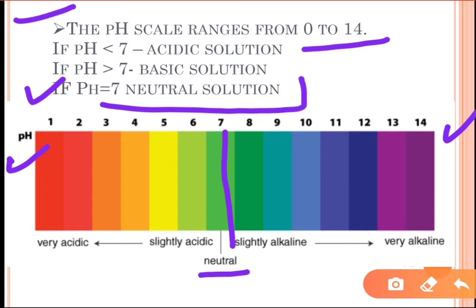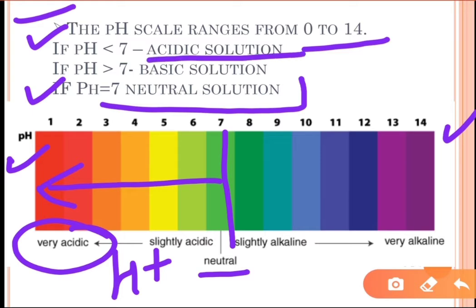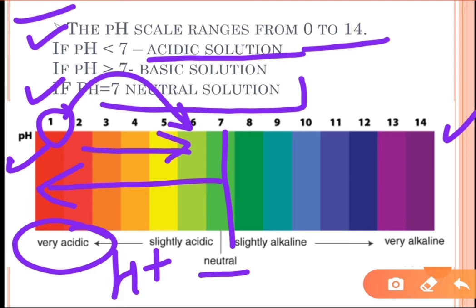If you move from 7 to the left hand side, then the nature of acid increases, or you can say that the concentration of hydrogen ion increases. So if we have pH of a solution less than 7, then the solution will be known as acidic solution. If we have two solutions, one of pH 1 and second of pH 6, which one is more acidic? The solution which is near to 0 has higher concentration of hydrogen ion, and that is why it is more acidic in comparison to the solution which has pH equal to 6.